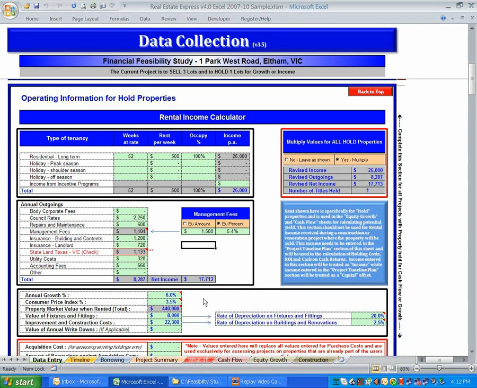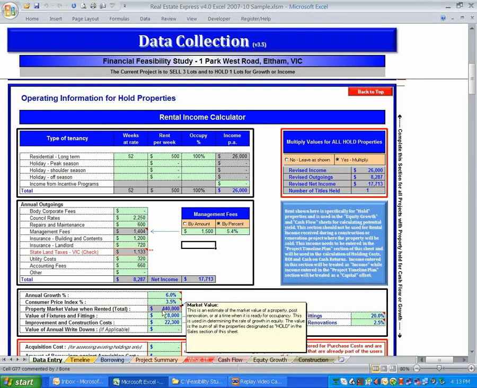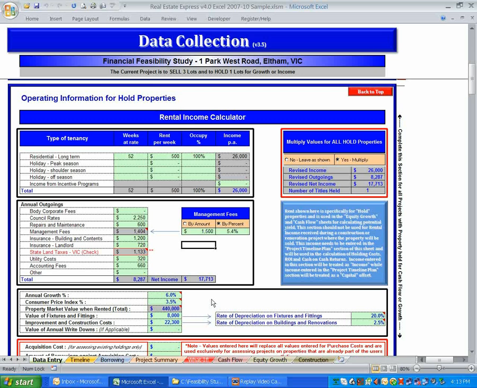Further down, we've got a number of other input items such as annual growth percent and consumer price index, and these are used in predicting the growth in rental income and equity growth over a period of 10 years. The property market value when rented is taken from data entered further down the sheet, and this will be covered in a later subject. If the property is new or recently been renovated, then values can be entered for fixtures and fittings and improvement or construction costs, so that depreciation can also be calculated over the 10-year period, and this of course will affect your after-tax income.